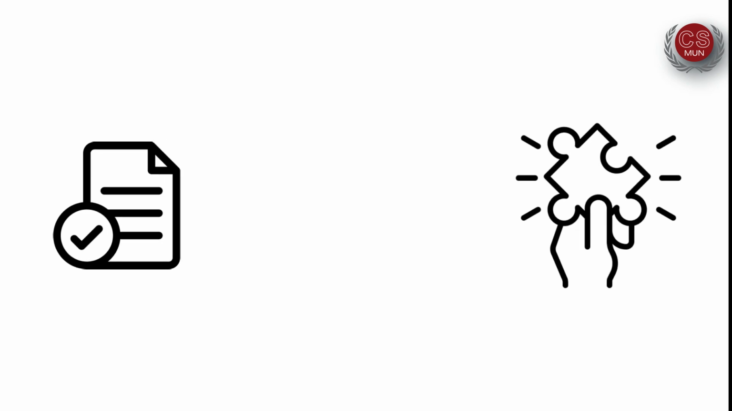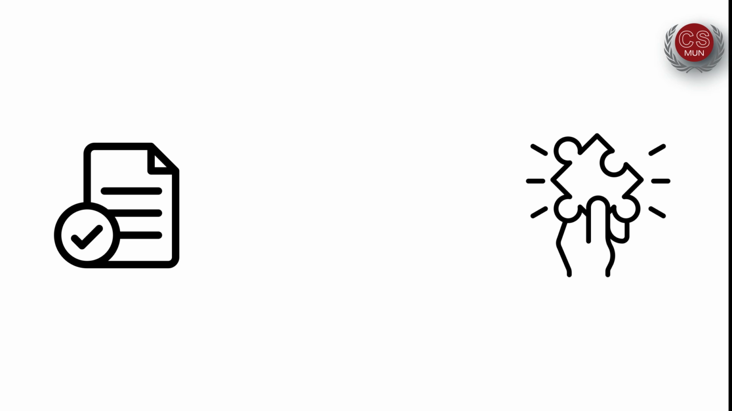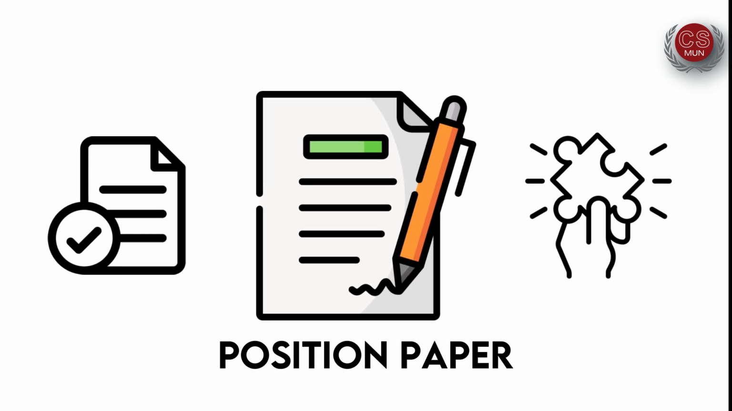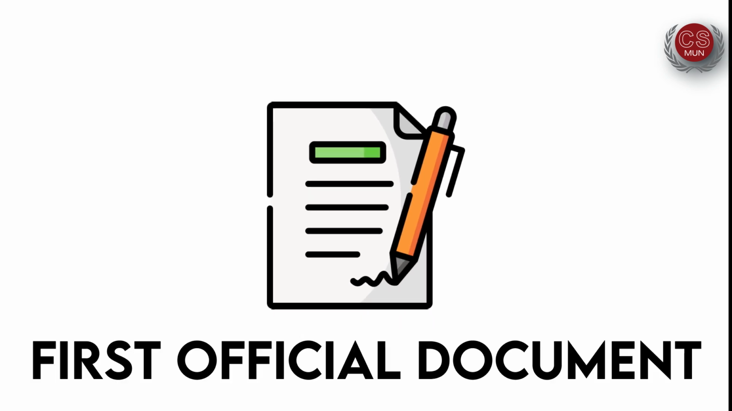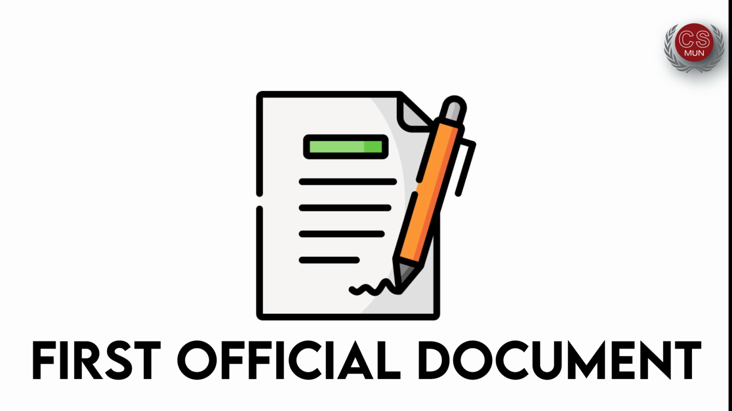Now that you're ready with your research and have come up with solutions for your topic, the next step in your conference preparation is writing a position paper. A position paper is a document that describes your country's position or stance on the topic and is the first official document you are required to write.